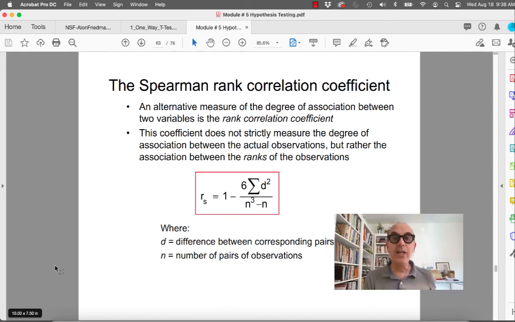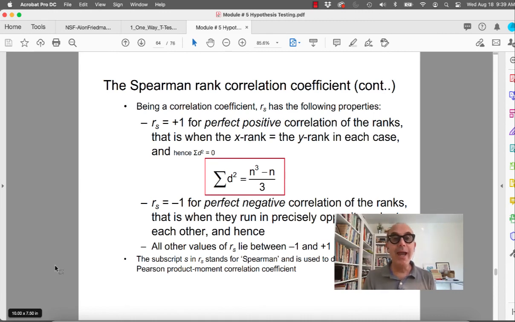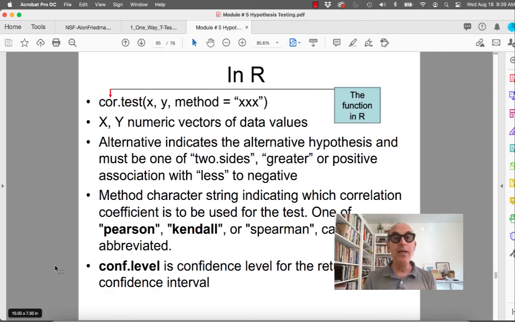Another form of calculation is the Spearman rank correlation, where D is the difference between the corresponding pair of rankings, N is the number of pairs of observations, and in this case we determine RS between +1 and -1, which we can evaluate. In R, we usually use cor.test, where we put in quotation the X and Y and the method, and in this case we can define Pearson, Kendall, or Spearman, which can be abbreviated.